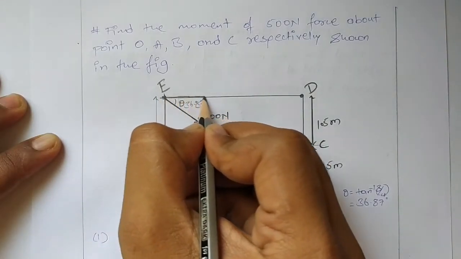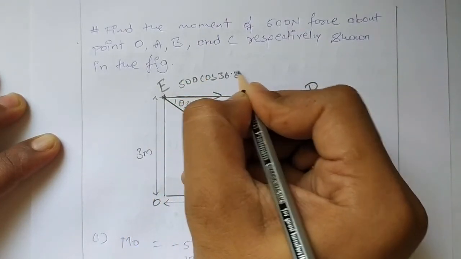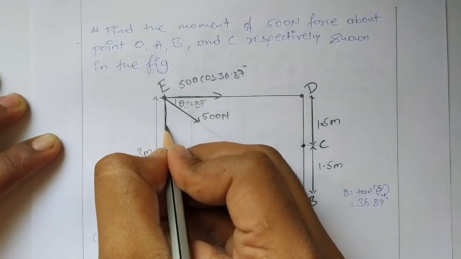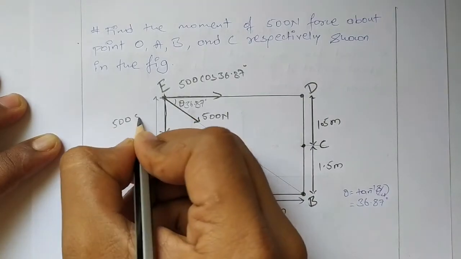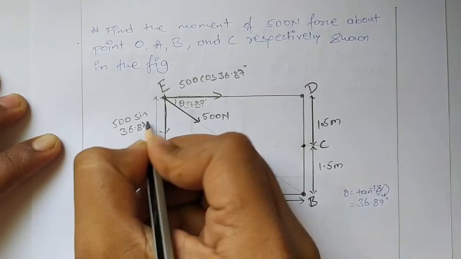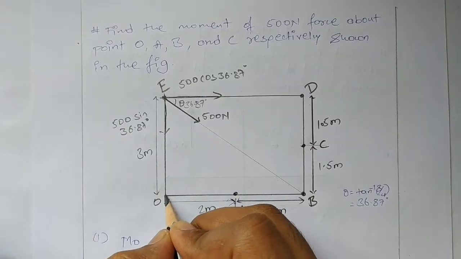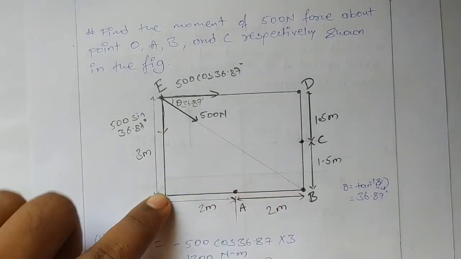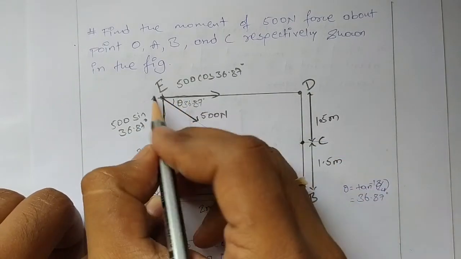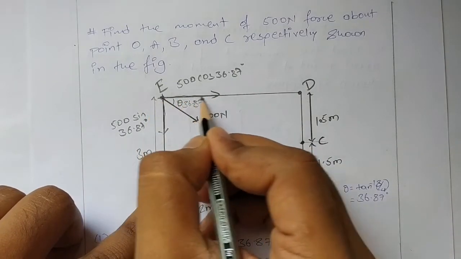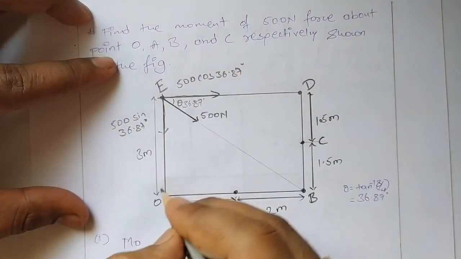So this is the horizontal component, 500 cos 36.87 degrees. Similarly, this is the vertical resolved force, that is 500 sin 36.87 degrees. One by one we will try to understand. From point O, the perpendicular distance to the line of action of the force, here we will again consider this one, because it is in a perpendicular direction. So 500 cos 36.87 into this perpendicular distance, which is 3 meters.